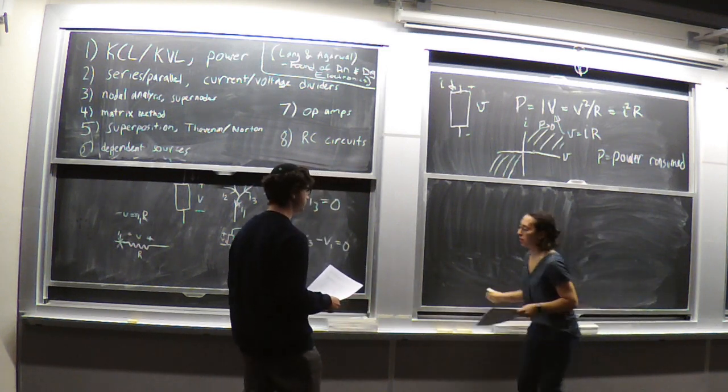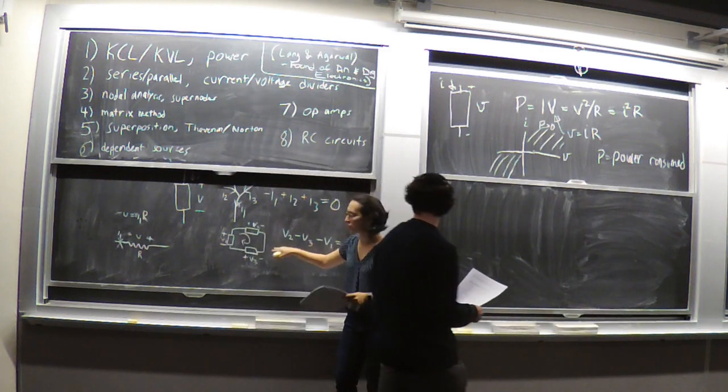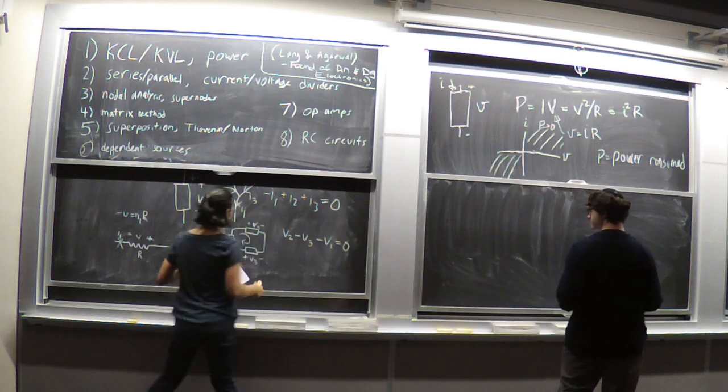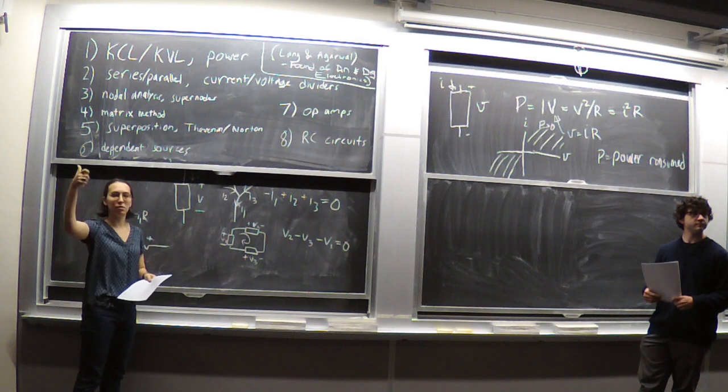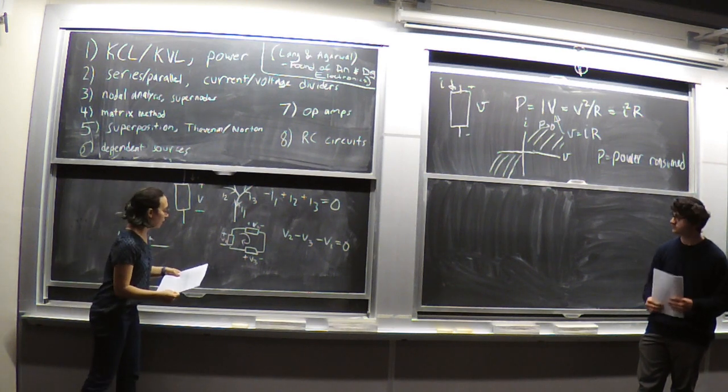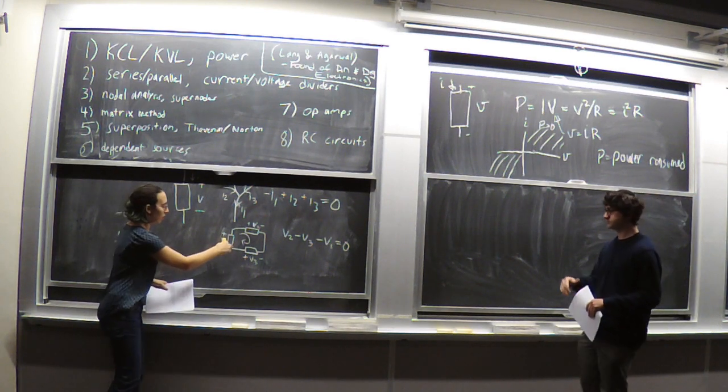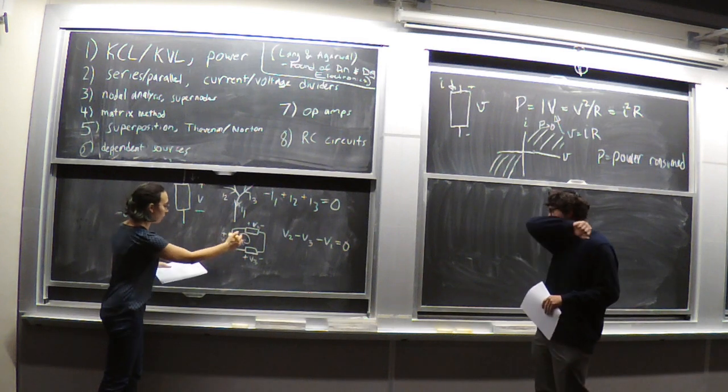Going back to Jacob's diagram here, just to get some terminology set. Can everyone see this? Is it large enough? You guys in the back? Yes? Thumbs up? Okay.